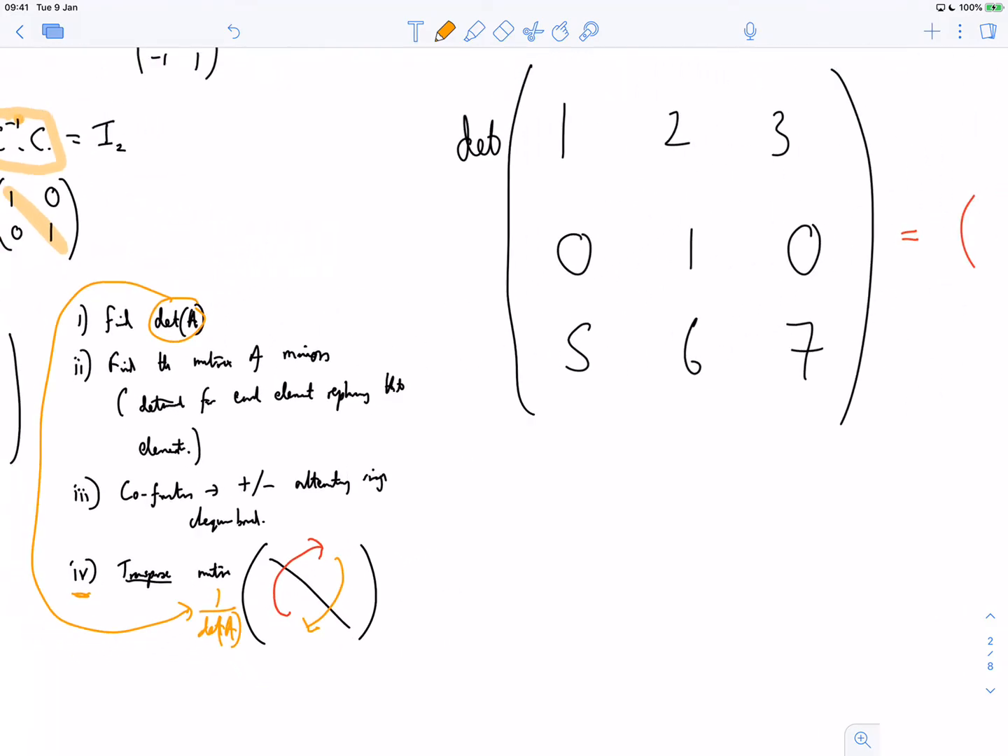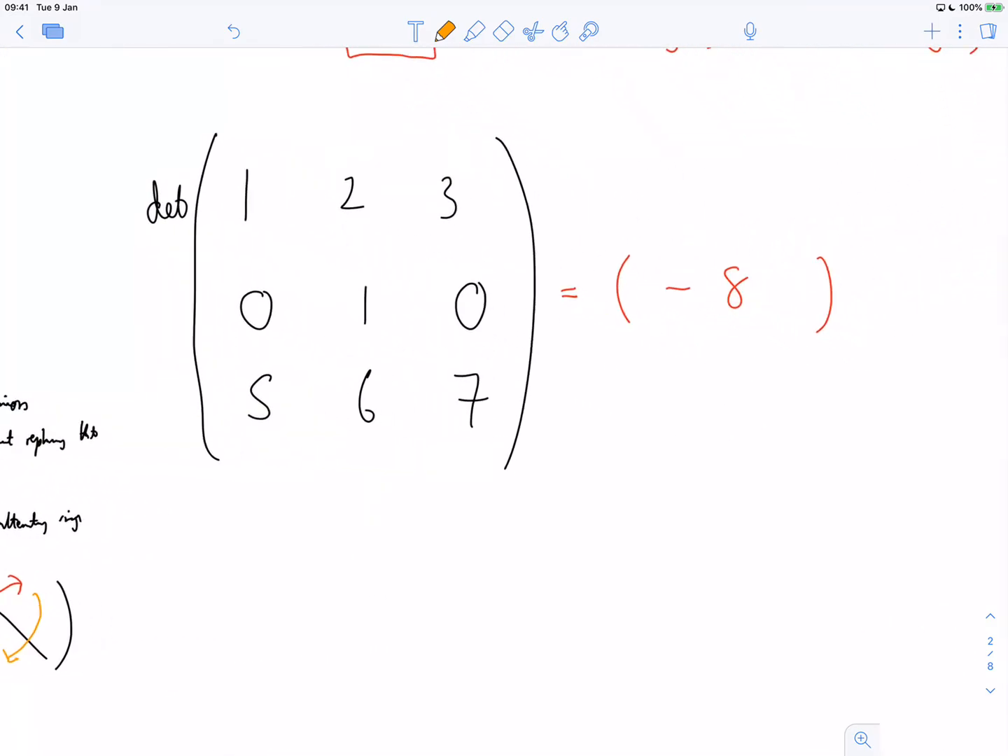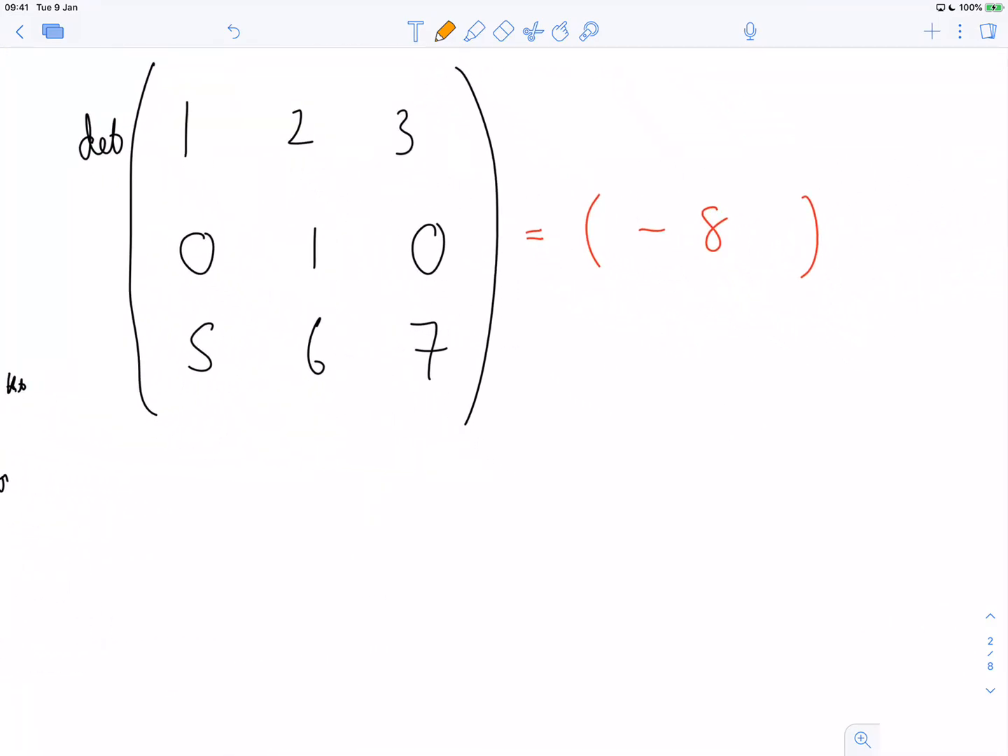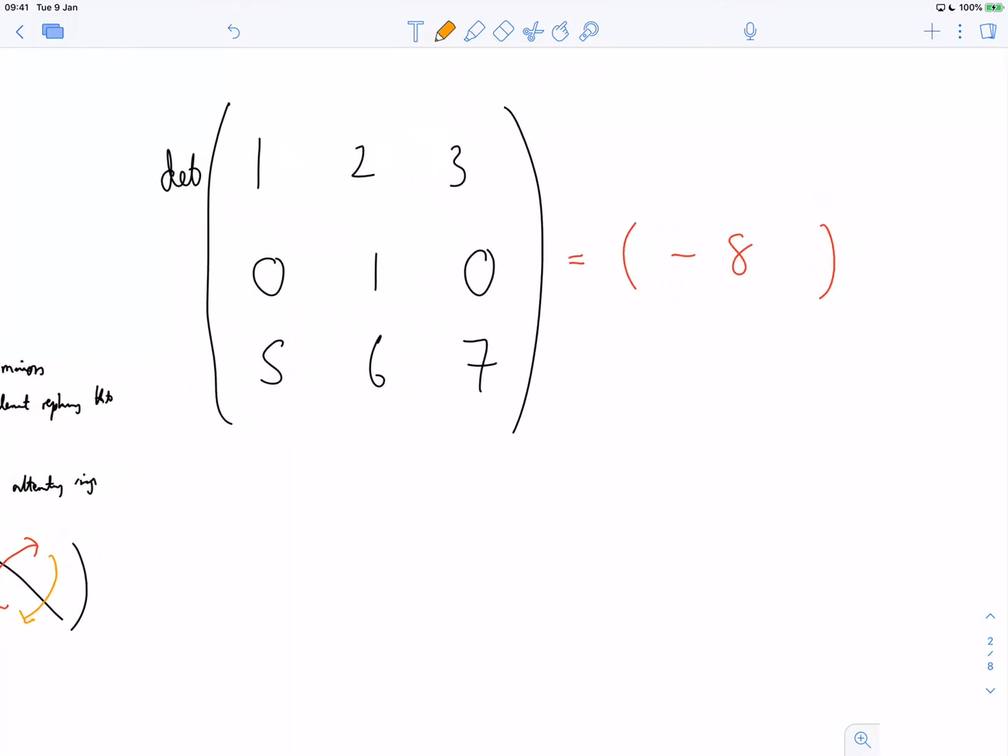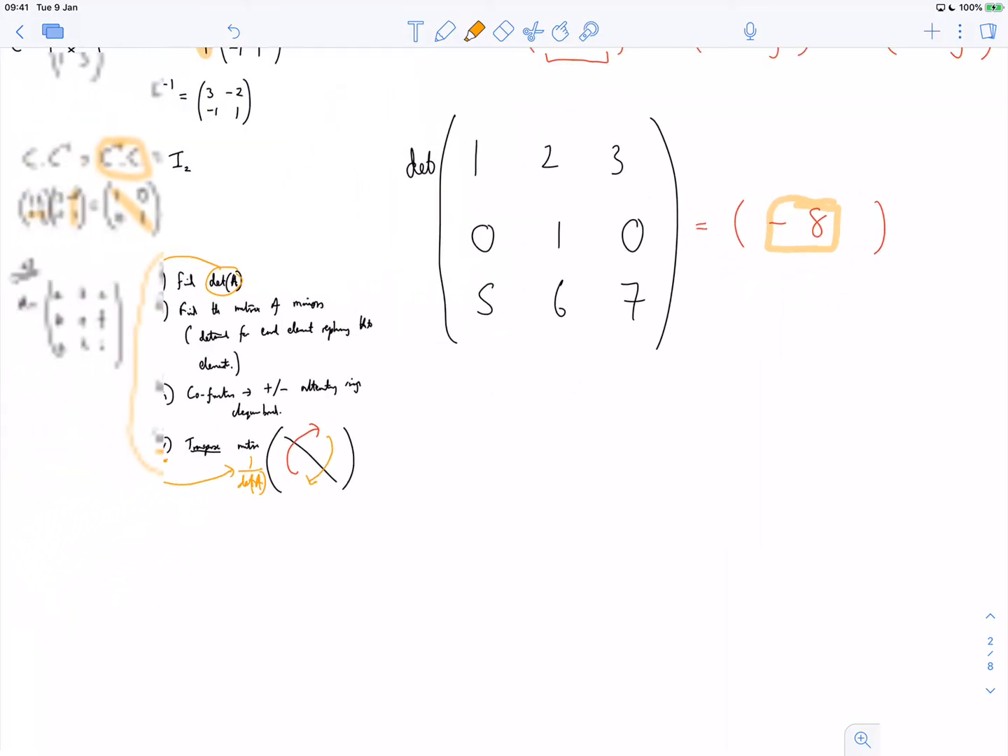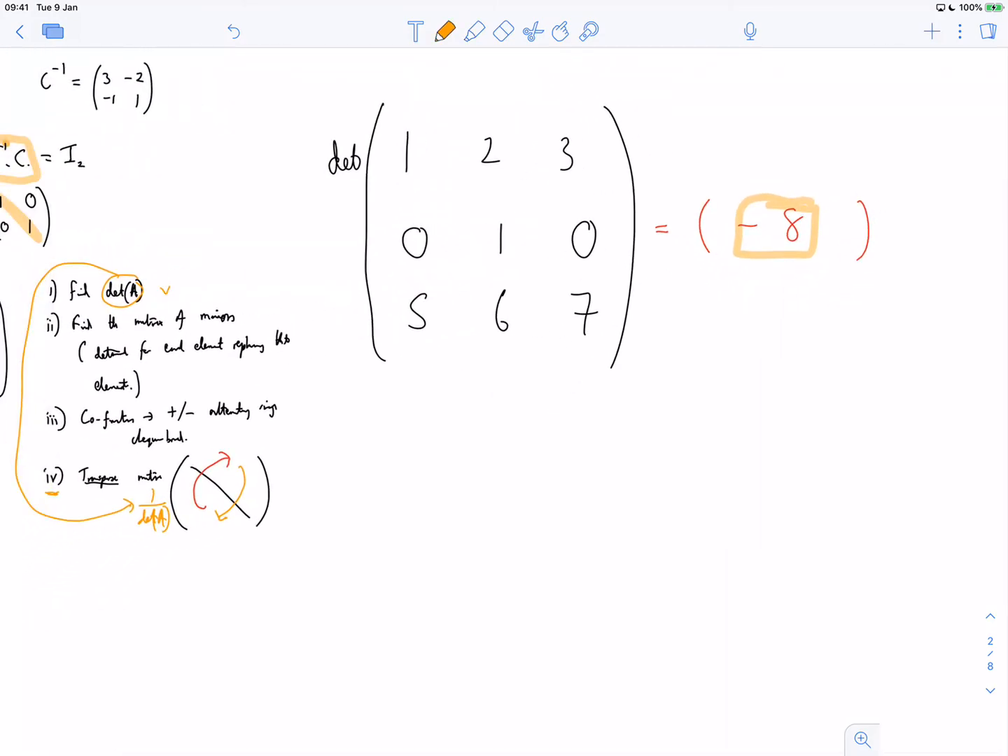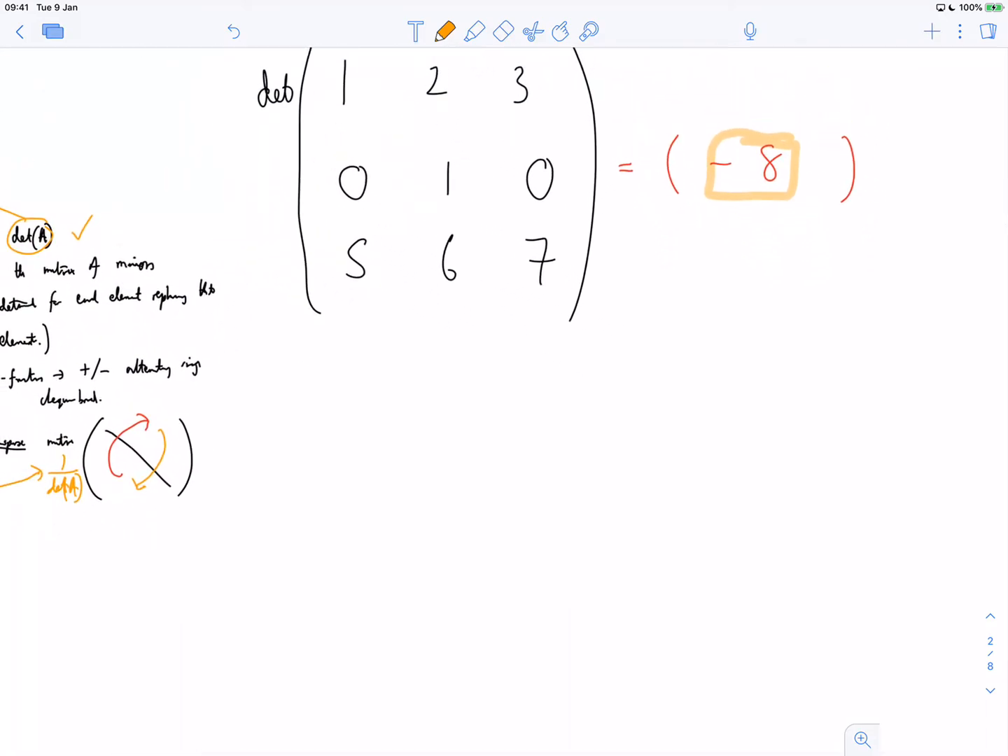So in actual fact, it's probably just better with an example. So let's do this one over here. Right, so I know already the determinant is -8. That's great. So that's step 1 done. Next, find the matrix of minors. Okay, so 3 by 3 matrix.